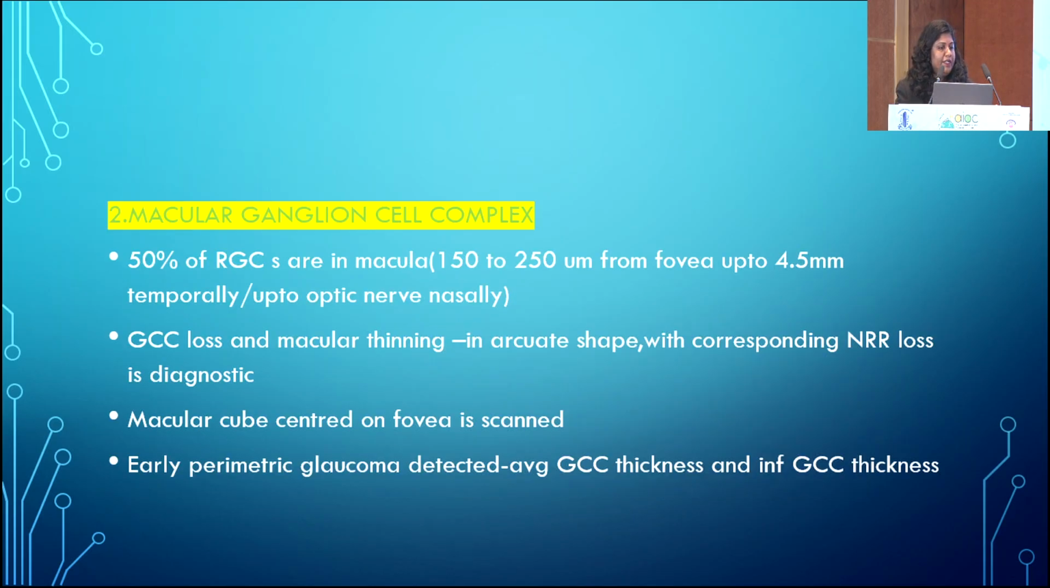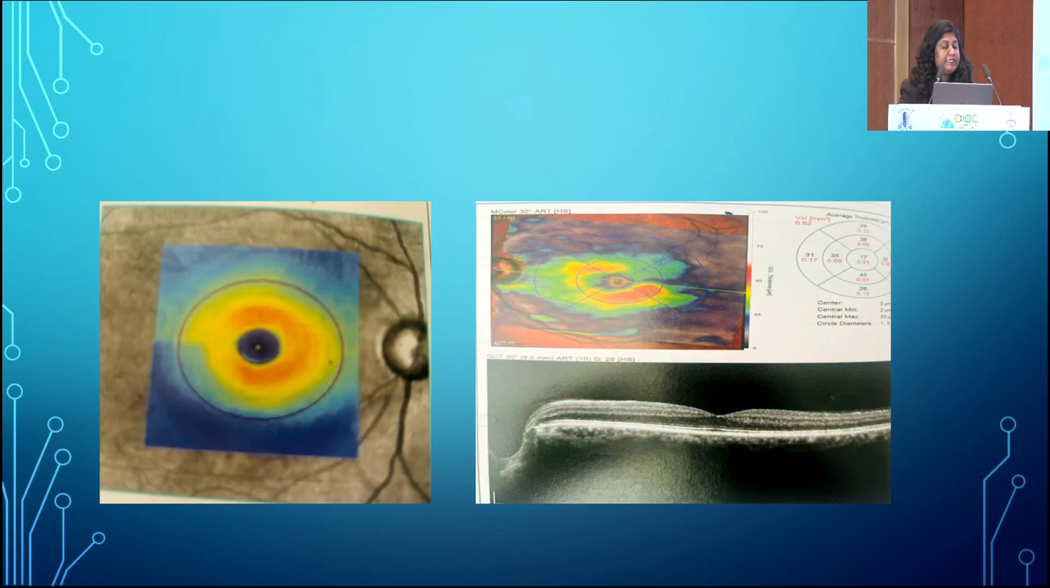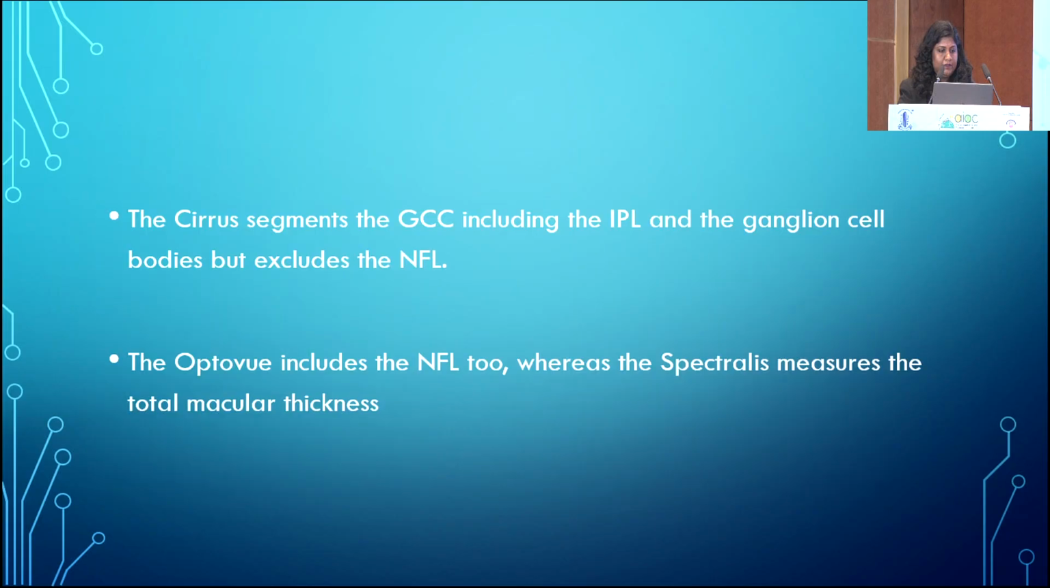Coming to the next one, the macular ganglion cell complex. 50% of the RGCs are in the macula. So GCC loss and macular thinning in an arcuate shape with corresponding NRR loss is diagnostic. This is the picture of the macula. In different machines, it has different methods. In Cirrus, GCC includes the IPL and the ganglion cell bodies, but excludes the NFL, while in the OptiVue, it includes the NFL, whereas the Spectralis measures total macular thickness.